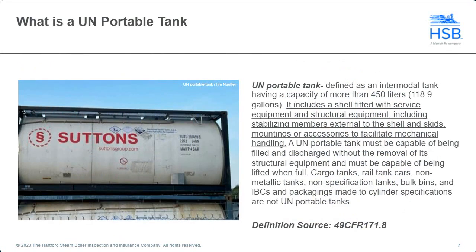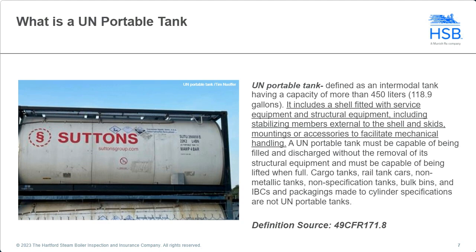Before we get started, we have to make sure we're on the same page of what a UN portable tank is. The definition comes from 49 CFR, which is the US DOT regulation for construction of UN portable tanks. What they describe as a UN portable tank is an intermodal tank having a capacity of more than 450 liters. It includes a shell fitted with service equipment and structural equipment, including stabilizing members external to the shell and skids, mountings, or accessories to facilitate mechanical handling.